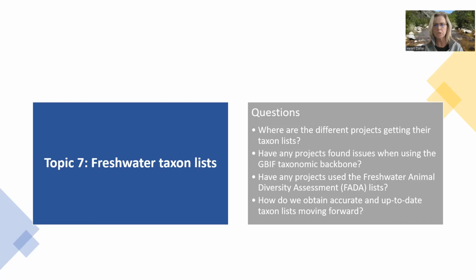Then, have any projects used the Freshwater Animal Diversity Assessment, or the FADA lists? I'm really grateful that Astrid is in the room, because she can probably enlighten us more about these lists. She gave a presentation in the first 2021 series about the FADA lists, as well as a few other aspects that were very interesting to the group as a whole. And lastly, how do we obtain lists and how do we keep these lists accurate going forward? I'm sure everyone will have some input on this.